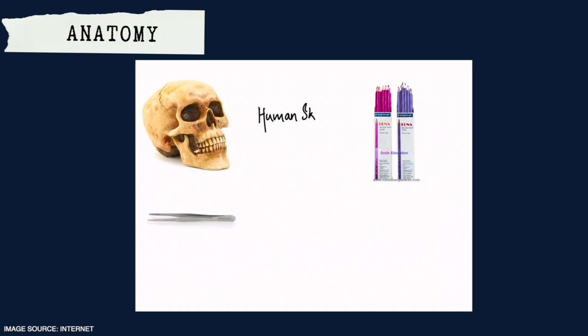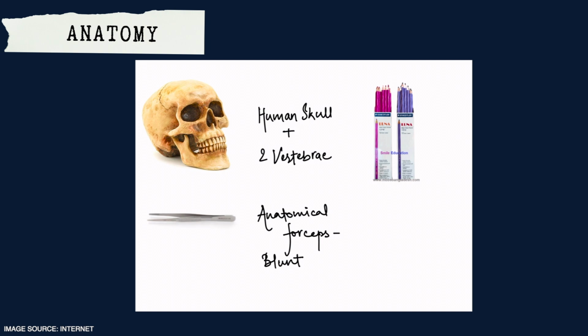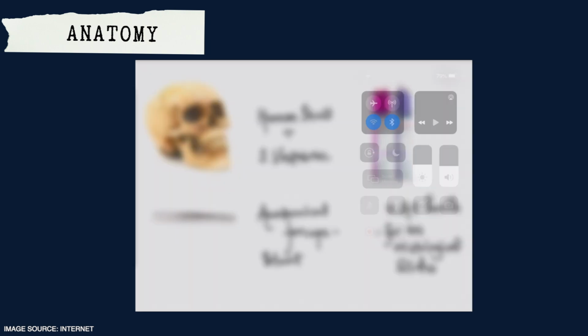Anatomy, as I said, you will need a human skull and 2 vertebrae, and other than that you will need an anatomical forceps, a blunt one, in order to hold the structure and explain during your discussions. H&E pencils are very important when it comes to histological slides. These break very quickly, so make sure that you have a good amount of backup for them.